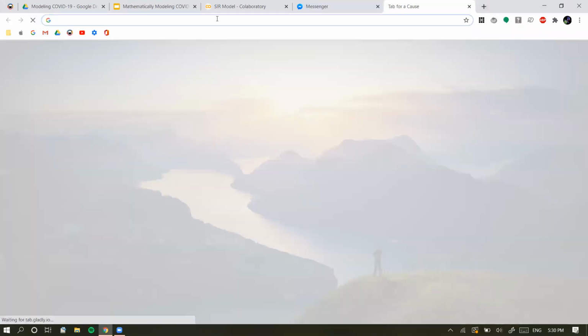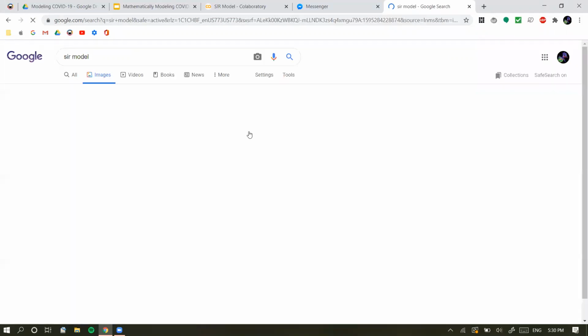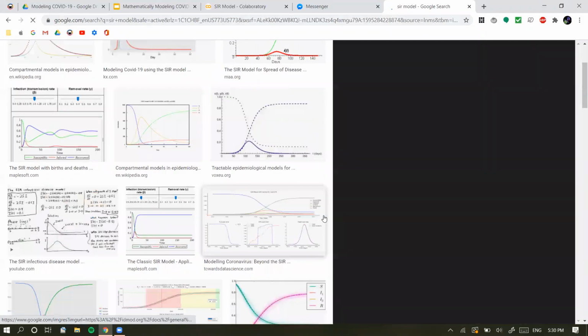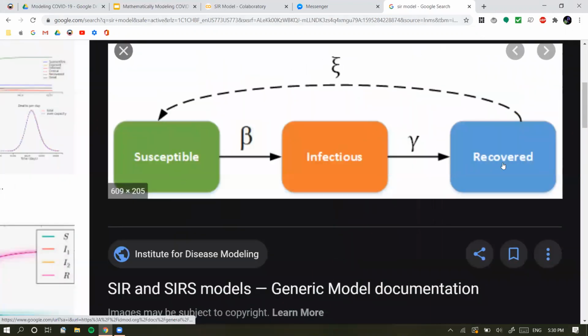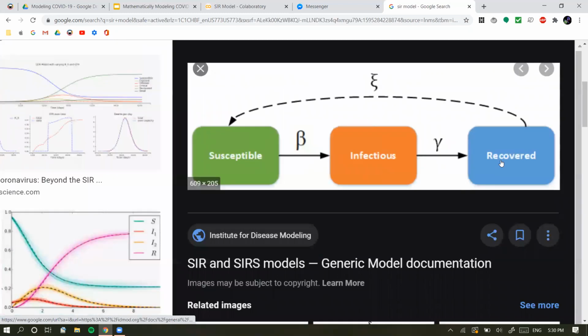So actually, this is beyond the scope of this video. Let me show you guys something. If I just look this up, there's a little more complicated one right here. This is the same thing we looked at before. We have susceptible, infectious, and recovered, and two arrows. You also have an extra arrow here, and this one is special because it's a dotted line. This is where recovered people can become susceptible again.